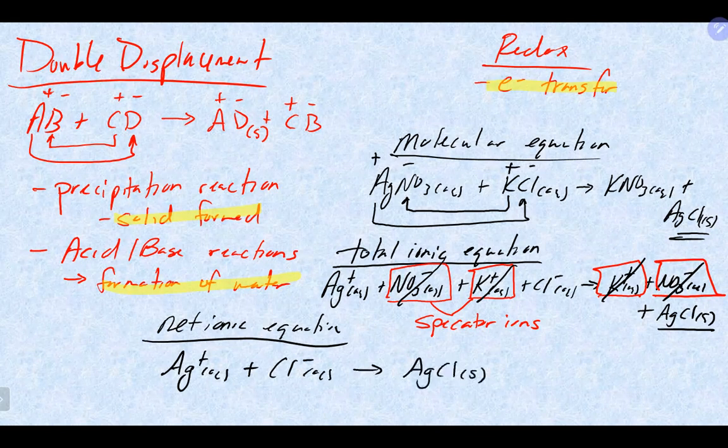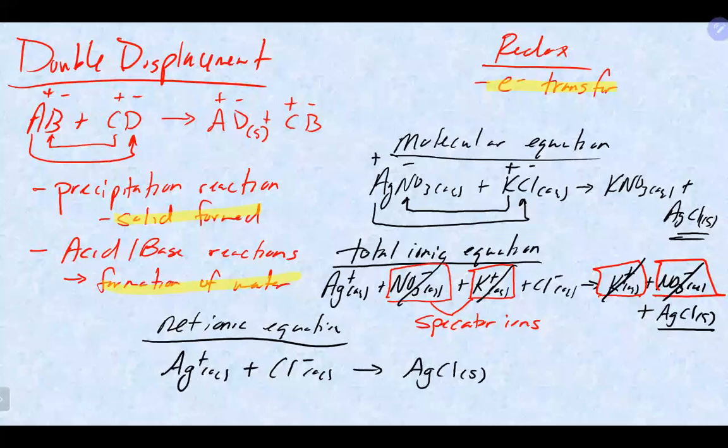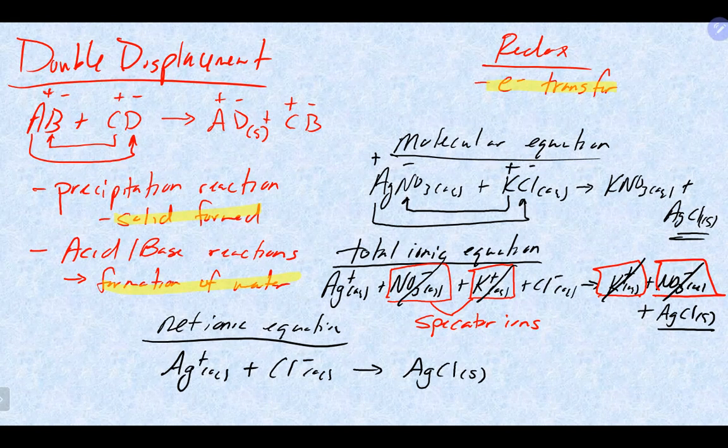And really the net ionic equation, as we talked about, is the equation that cuts down to the heart of the matter of what is actually happening in this reaction as you mix those two reagents together. In this particular example, it is the silver from the silver nitrate finding the chloride from the potassium chloride, and they're making that solid, which is our silver chloride.